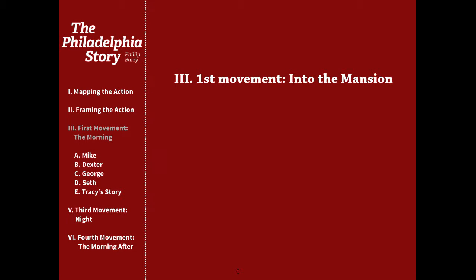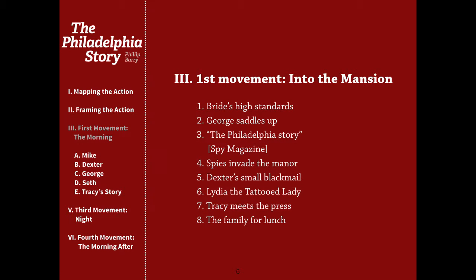So much for the frame and the narrative contract. Inside this frame, the action unfolds in 4 movements, corresponding to the morning, afternoon, and evening of a single day, concluding with the morning after. The first morning movement carries us into the mansion itself. It establishes Tracy's character and her family's predicament and introduces us to George Kittredge. Then it takes us to the offices of Spy Magazine, and from there launches the infiltration of the Lord Mansion by spies.